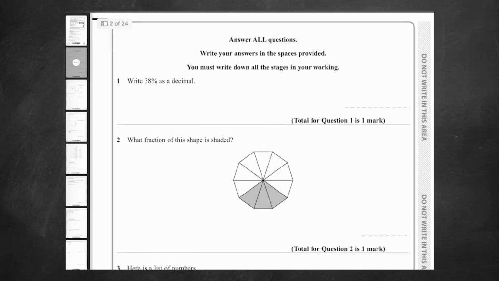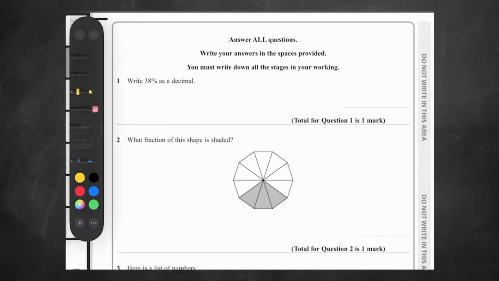So question 1, we need to write 38% as a decimal. To change a percentage to a decimal, all you need to do is divide by 100, and 38 divided by 100 is 0.38.